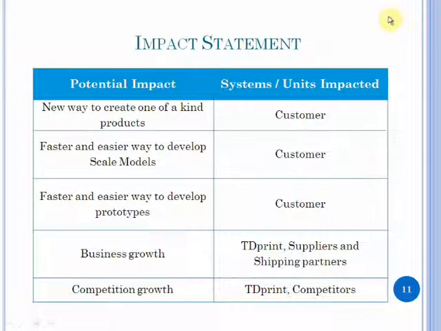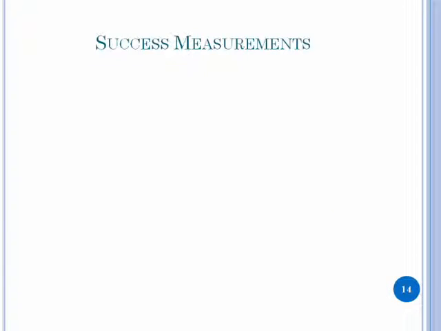Our impact statement. Here we have the potential impact of what will happen. So we're going to develop a new way to create one-of-a-kind products, and the impact will be on customers, of course. We have a faster and easier way to develop scale models, again, the customers. A faster and easier way to develop prototypes for engineers, again, the customers. The business growth will affect TDprint, the suppliers and the shipping partners, and the competition growth.